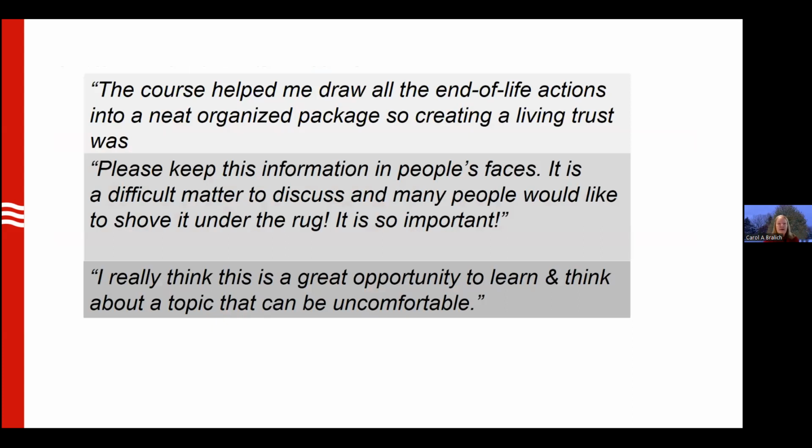The next slide gives you a flavor of some of our qualitative examples, just a few. The course helped me draw all the end-of-life actions into a neat, organized package, so creating a living trust. It looks like that was cut off. Not sure what happened there. But I think the key is really putting it into a package, where you don't have your estate planning over here and your wishes over here, finding a way to put this in one spot to help out our family, and also for yourself.